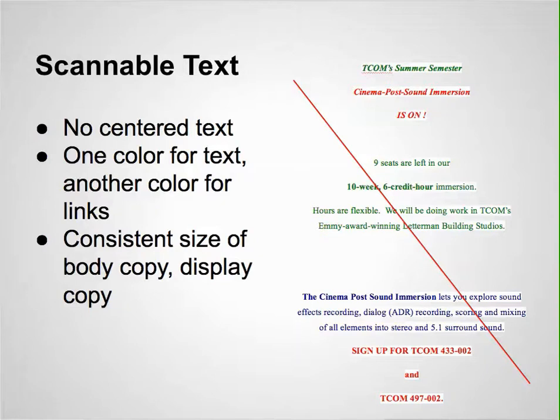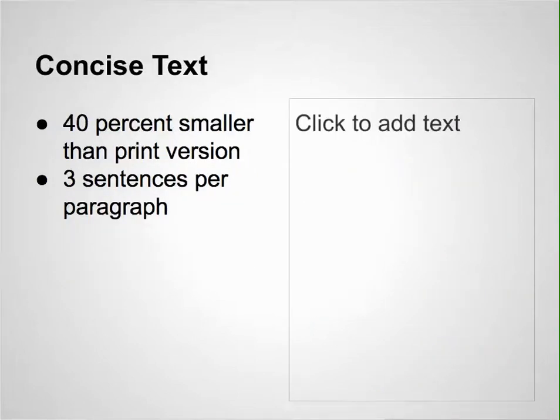Consistent size of body copy and display copy. So no making random pieces of type bigger, no making random pieces of type a different color. Anytime you use color or size or boldness, it should be to emphasize a key word or a key piece of information. You want to have concise text.